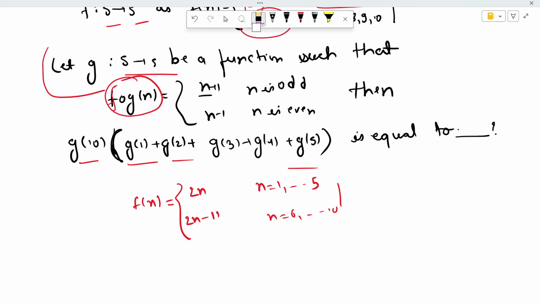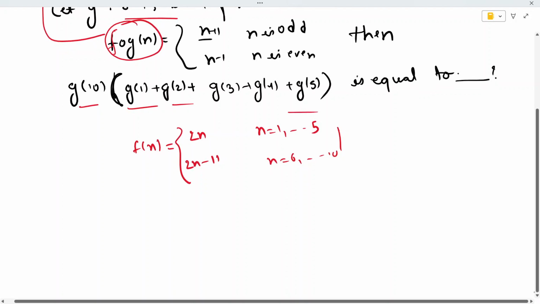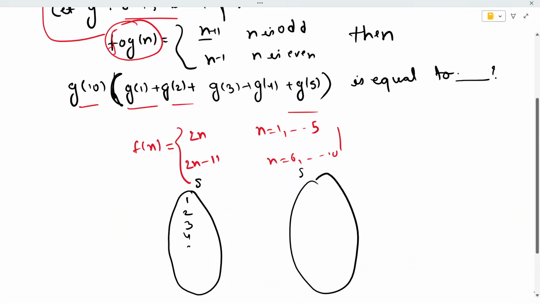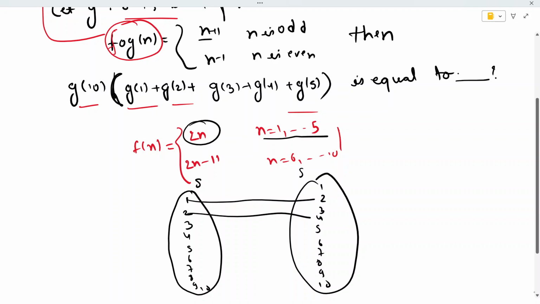Because we are going to use invertibility of the function, first we have to show that the function is invertible. You can clearly show it by a Venn diagram. Assume this is S to S. We have S with 10 elements, 1, 2, 3, up to 10, and this also 1 to 10. 1 maps to 2, 2 maps to 4, because for 1 to 5 this is 2n. So 3 maps to 6, 4 maps to 8, 5 maps to 10.